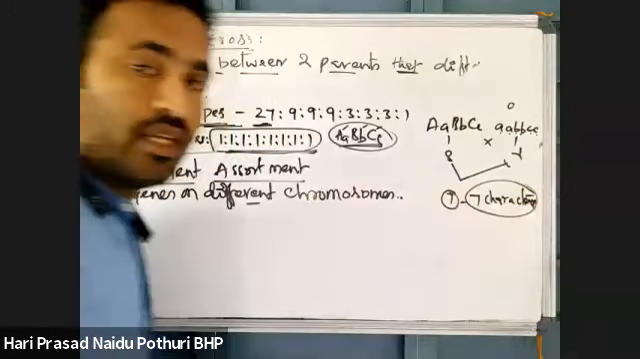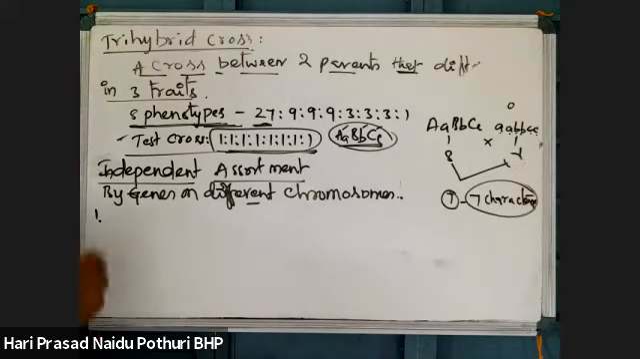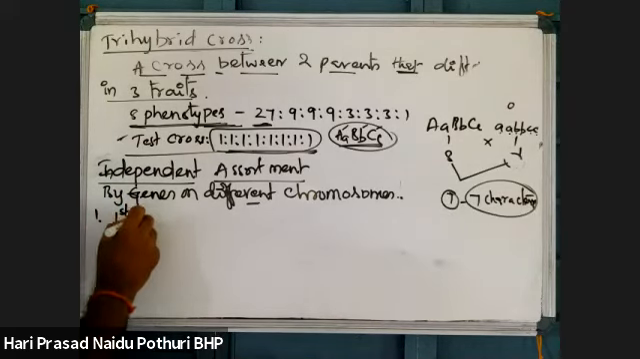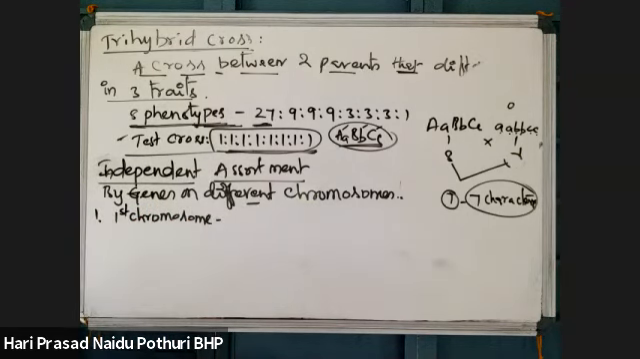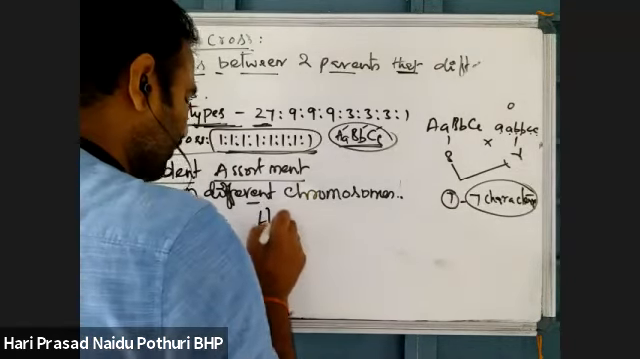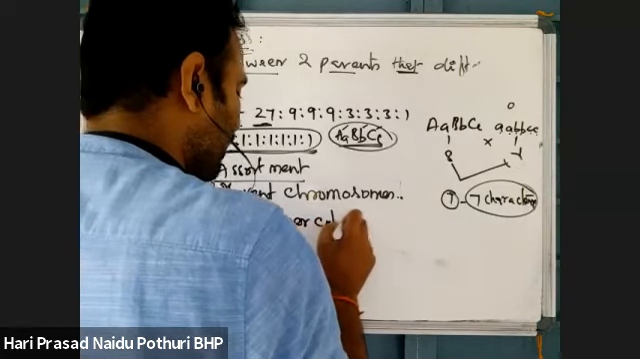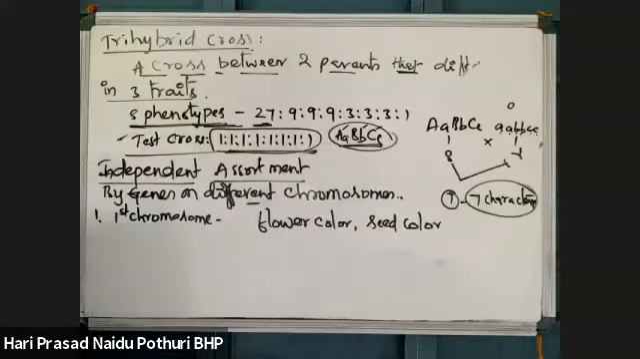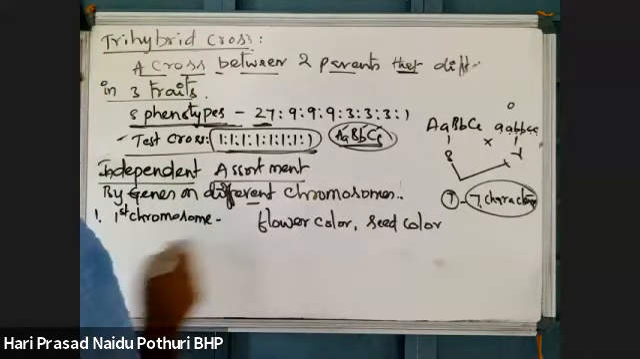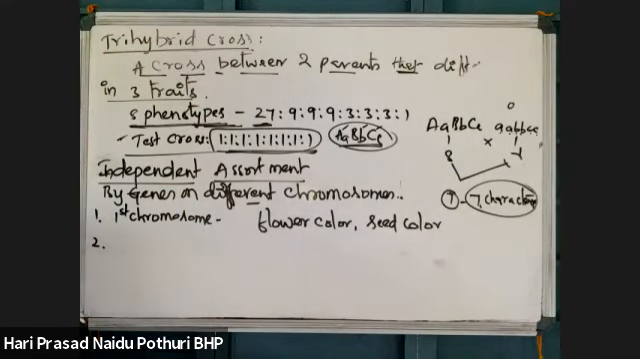7 chromosomes are there which are responsible for 7 characters. If we see the first chromosome, chromosome 1 carries flower color and seed color. 2 genes are present. Among the total 7 characters, 2 characters' genes are present on the first chromosome.